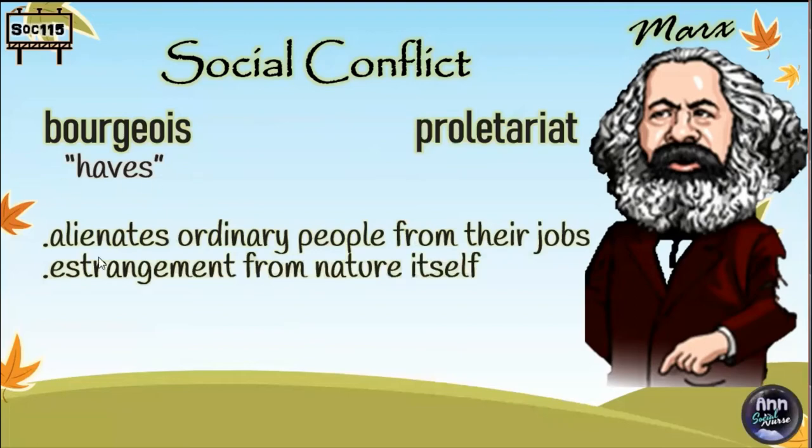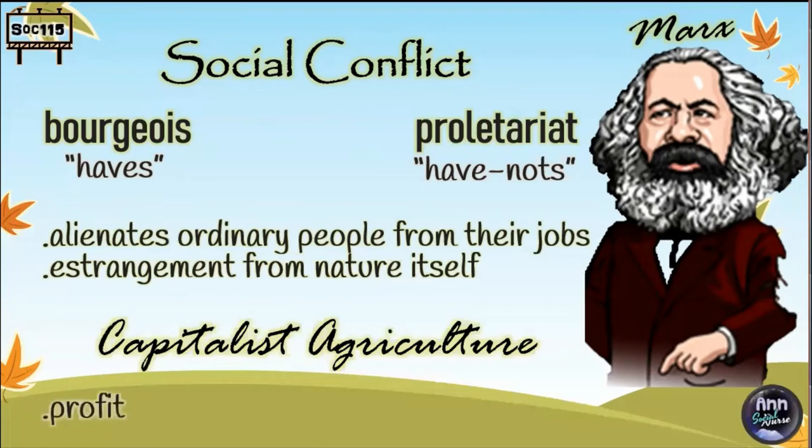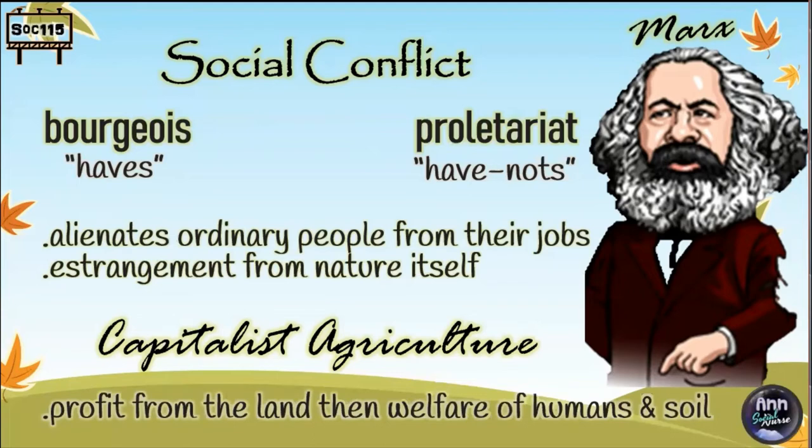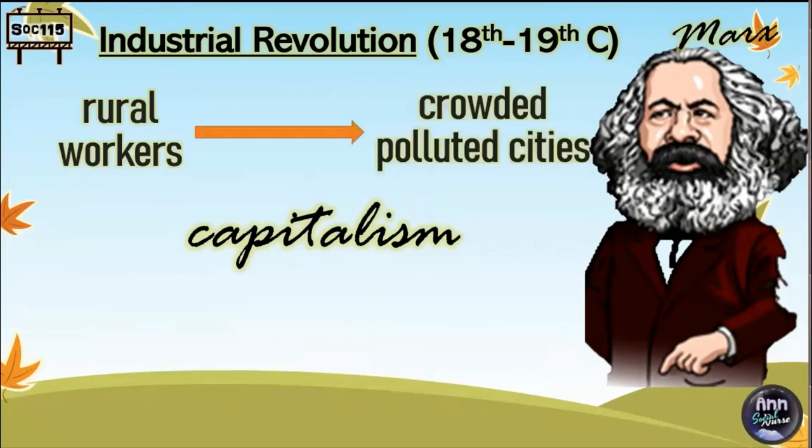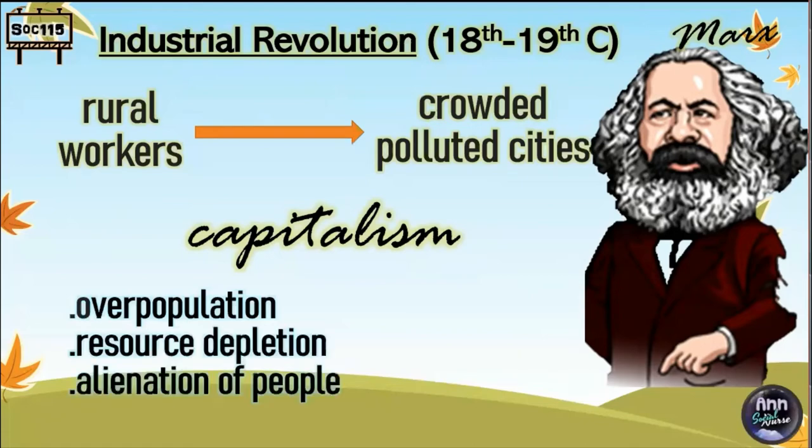They alienate ordinary people from their jobs, but also lead to their estrangement from nature itself. Nowhere is this more evident than in capitalist agriculture, which puts a quick profit from the land ahead of the welfare of both humans and the soil. As the Industrial Revolution proceeded through the 18th and 19th centuries, rural workers were removed from the land and driven into crowded, polluted cities, while the soil itself was drained of its vitality. In short, a single factor, that is capitalism, was held responsible for a wide range of social ills, from overpopulation and resource depletion to the alienation of people from the natural world with which they were once united.